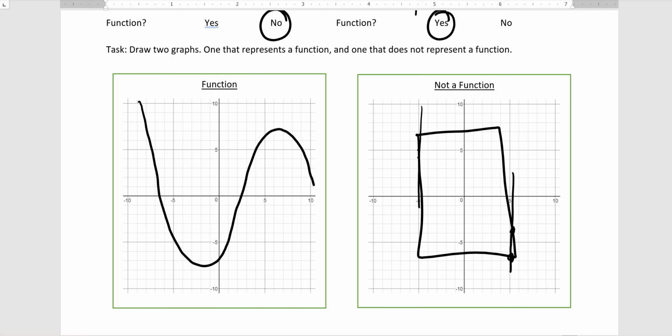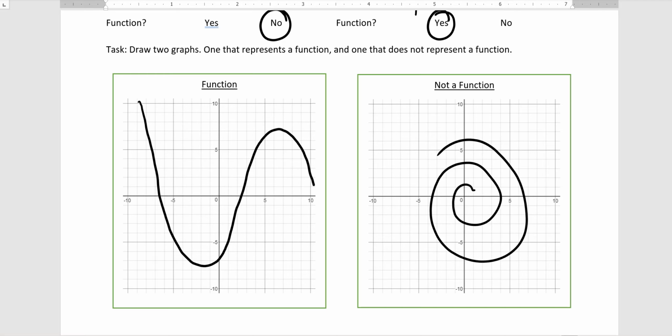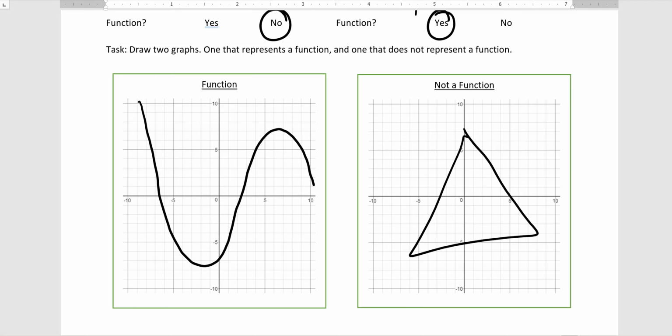You could have drawn a circle. You could have drawn all sorts of things. You could have drawn a swirly here. That'll work. A triangle wouldn't be a function because of the vertical line there. Any of those ideas will work. If you're not sure whether or not your function and not a function are good examples, raise your hand. I'd be happy to come around and check.